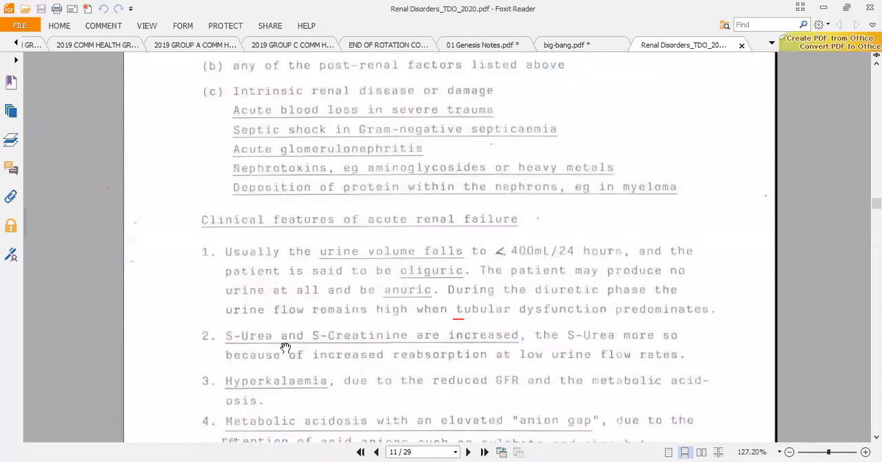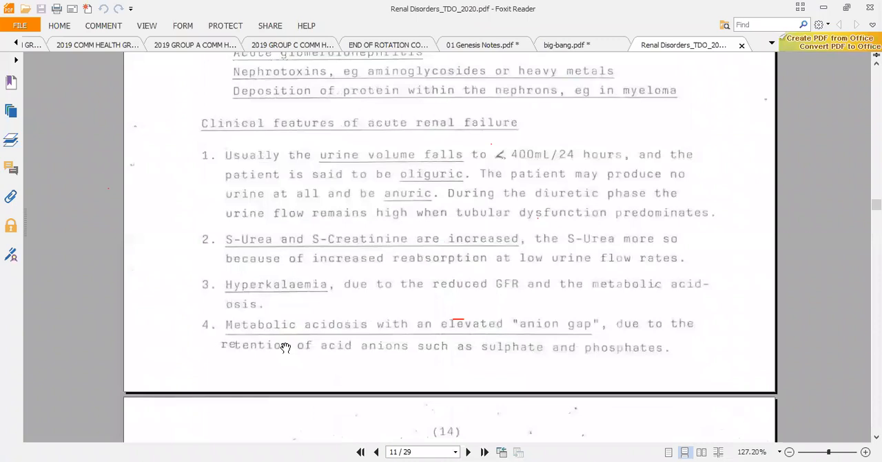So let's see, what are the clinical features of someone with acute renal failure? So the clinical picture will be determined by what is causing it, okay? So for example, someone who has had an accident or someone who is vomiting with diarrhea, the clinical picture will show, okay? But from the signs and then the investigations, what you are going to see is that the person's urine will be reduced.